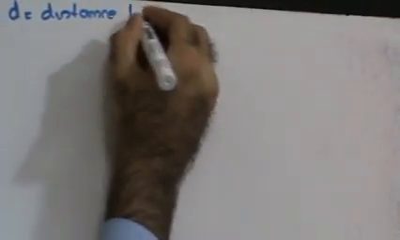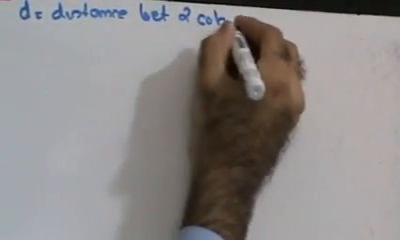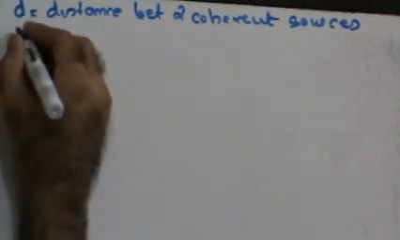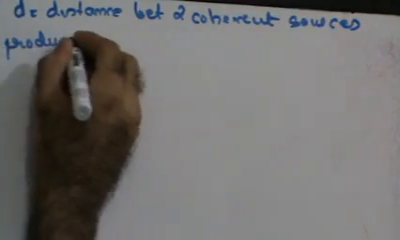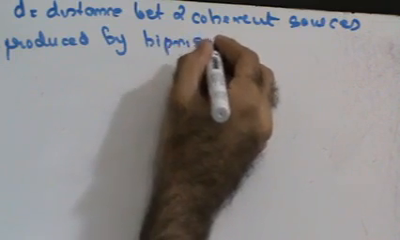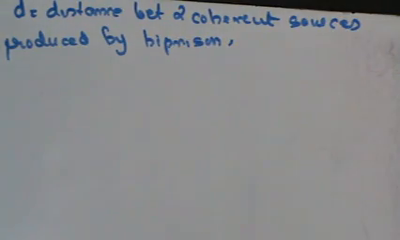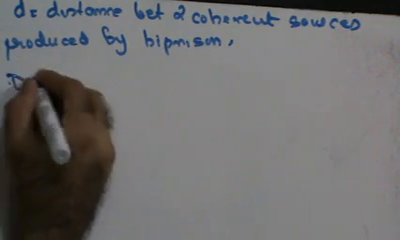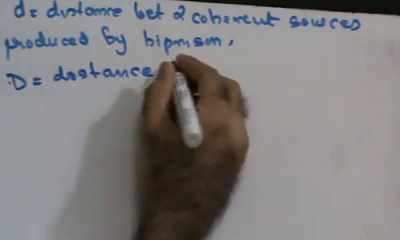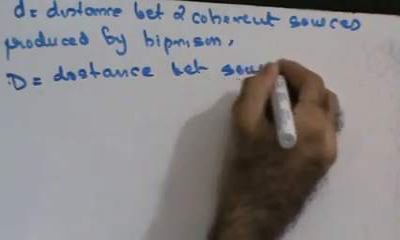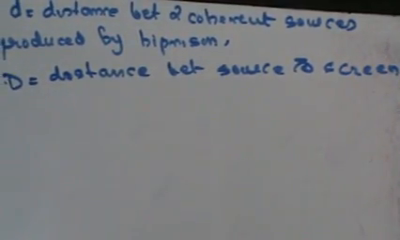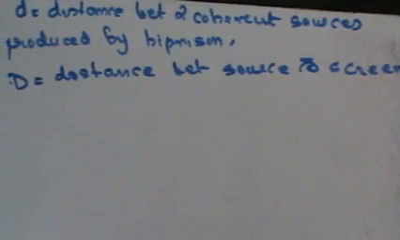and D is the distance between the source and the screen. That's how I find out the wavelength in Fresnel's biprism experiment.